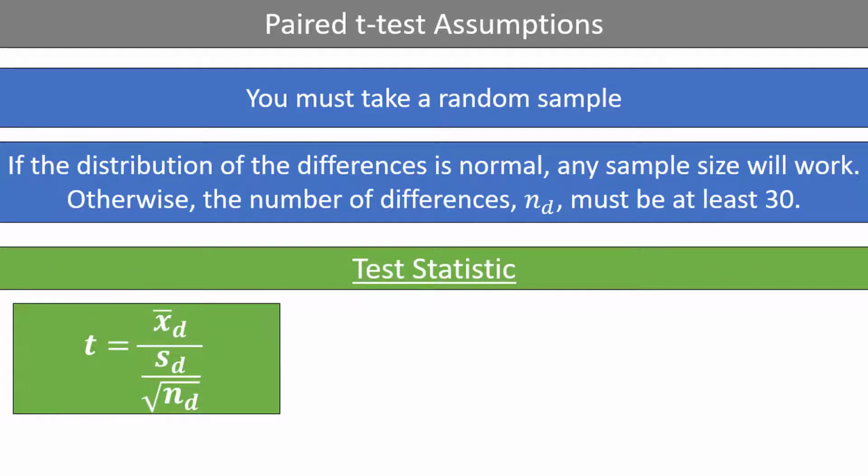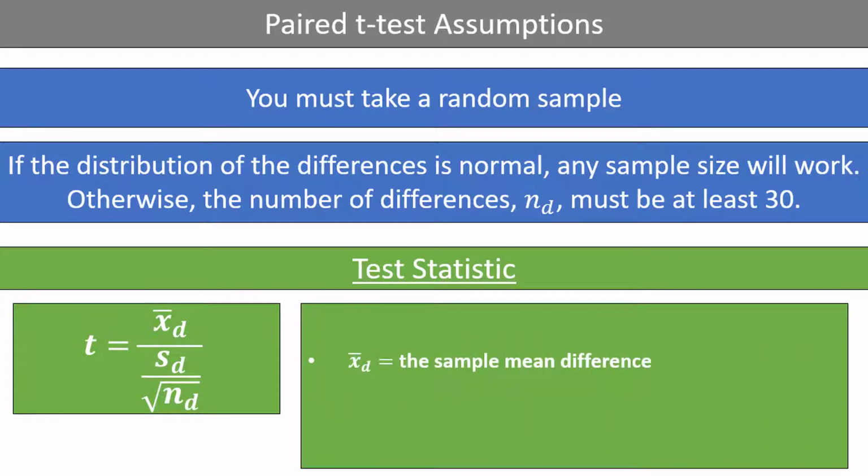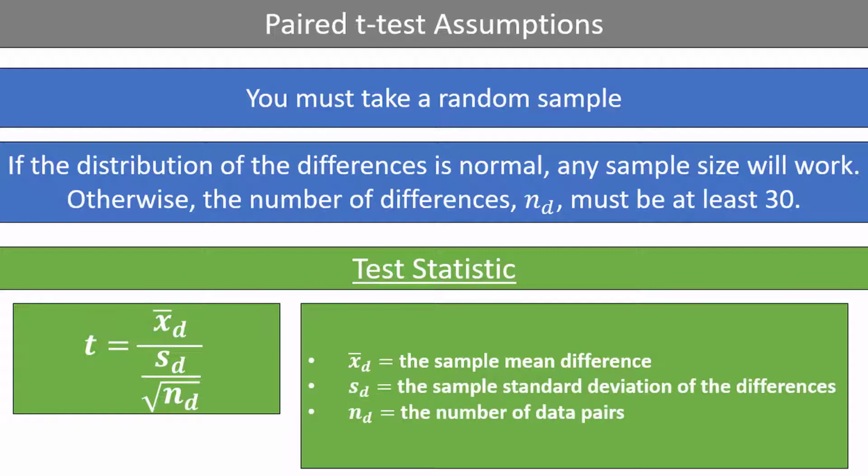In order to complete the paired t-test, we must calculate a test statistic using this formula: x bar sub d divided by s sub d divided by the square root of n sub d, where x bar sub d is the mean of the difference variable, the third column of data after we have subtracted the numbers from the two samples. s sub d is the sample standard deviation of the difference data, and n sub d is the number of data pairs we have, which is the same as the sample size from each sample.